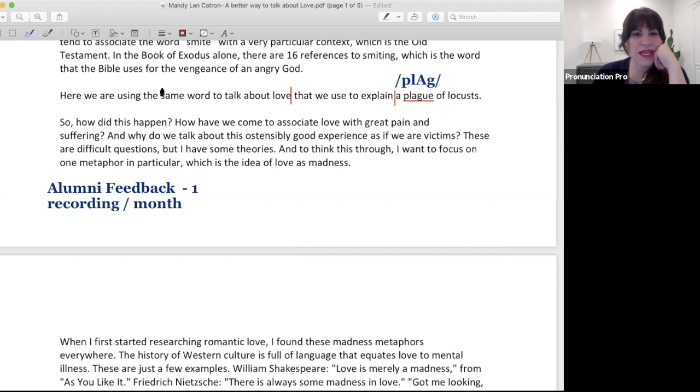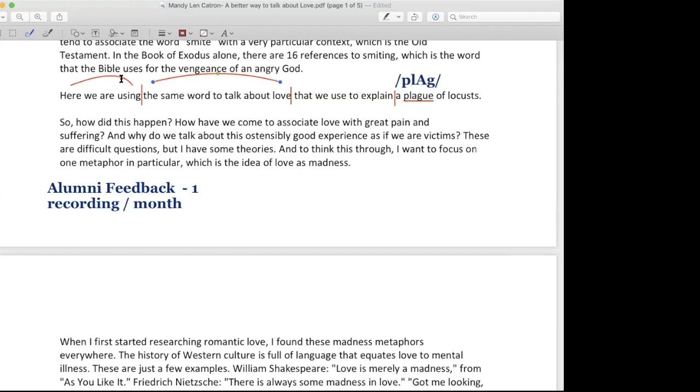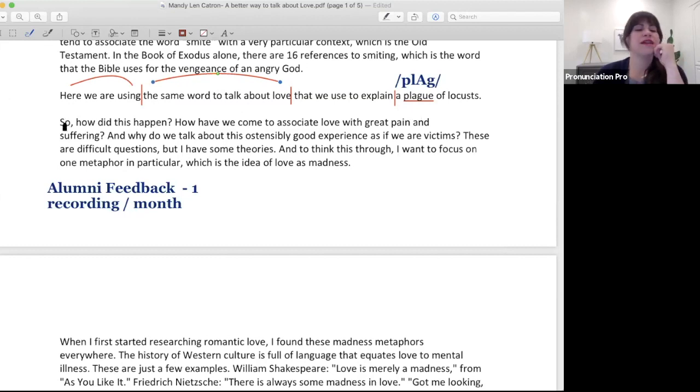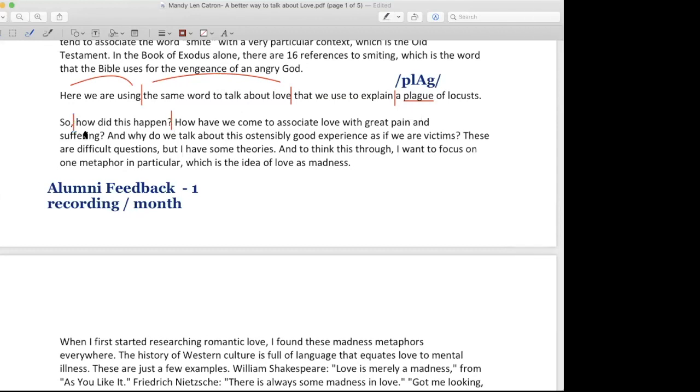Here we are using, and we'll break here. So do that with these chunks. Here we are using the same words to talk about love that we use to explain a plague of locusts. Okay. Here we are using the same word to talk about love that we use to explain a plague of locusts. Beautiful. Nice flow to that. All right, do that with this next one. So, how did it happen? So, how did this happen?